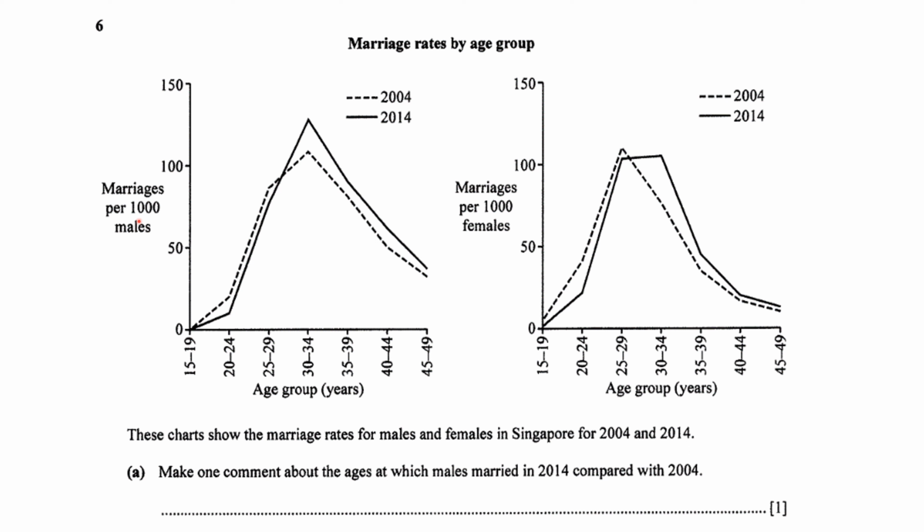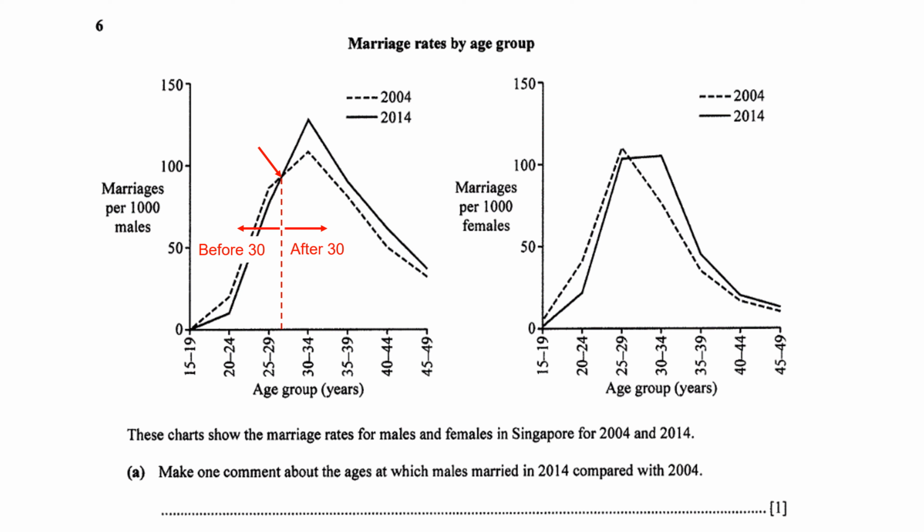So this is the first chart about marriage per 1000 males. You can see that this point is the intersection point of the solid line and the dotted line. The solid line is in 2014 and the dotted line is in 2004. The area before this dotted line are the ages before 30, and the area at the right hand side of this dotted line are the ages after 30 years old.